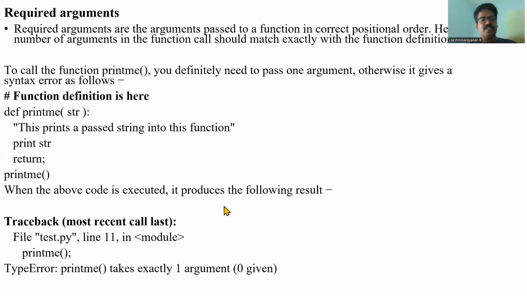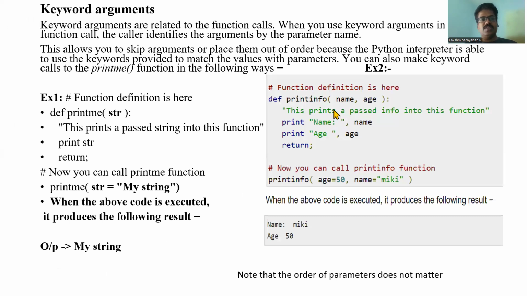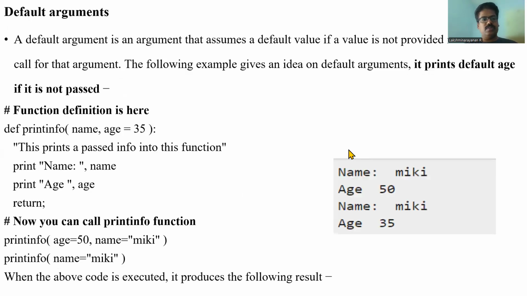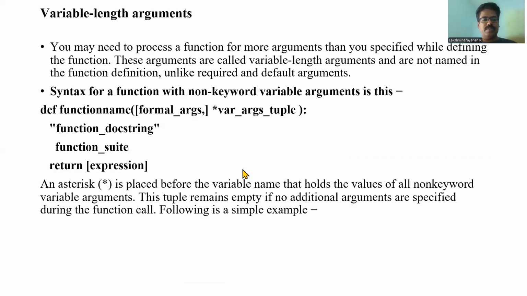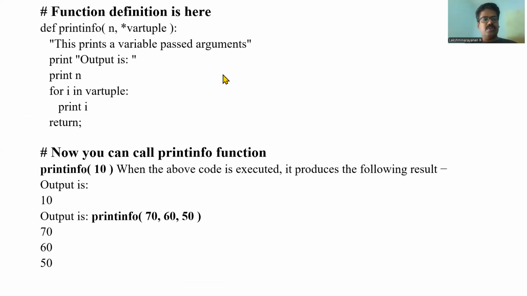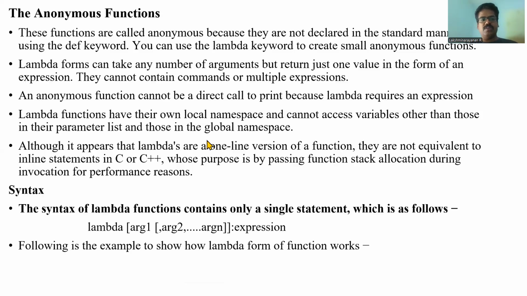So this is the example for the required argument, and this is a keyword. See, I'm passing the keyword name and age, in an ordered position. And this is the default argument: the def keyword, the function name and the argument, and the default value for the age as 35. Then we can also pass the value again. This is variable length: I can use a star, and then a number of values can be added inside the function. So this is the normal function with variable length.